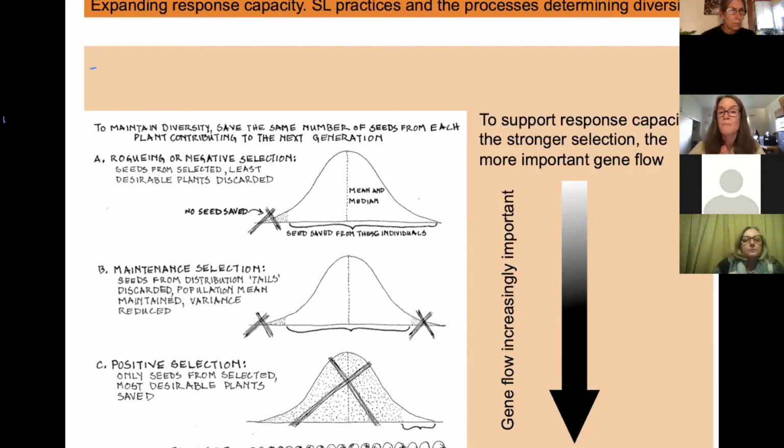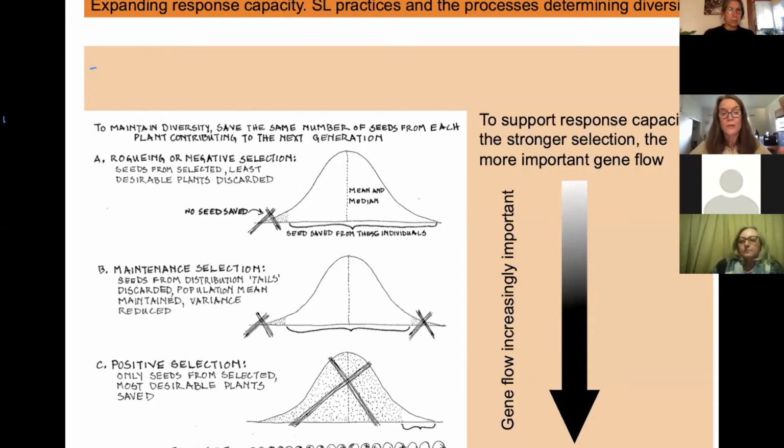Another way is maintenance selection. So you're tightening down the population a little bit more. You're removing both tails of the distribution to really maintain that median characteristic that you're familiar with and that you like. You don't want, for example, basil leaves that are too large. You don't want them that are too small. You like sort of a medium-sized basil leaf.